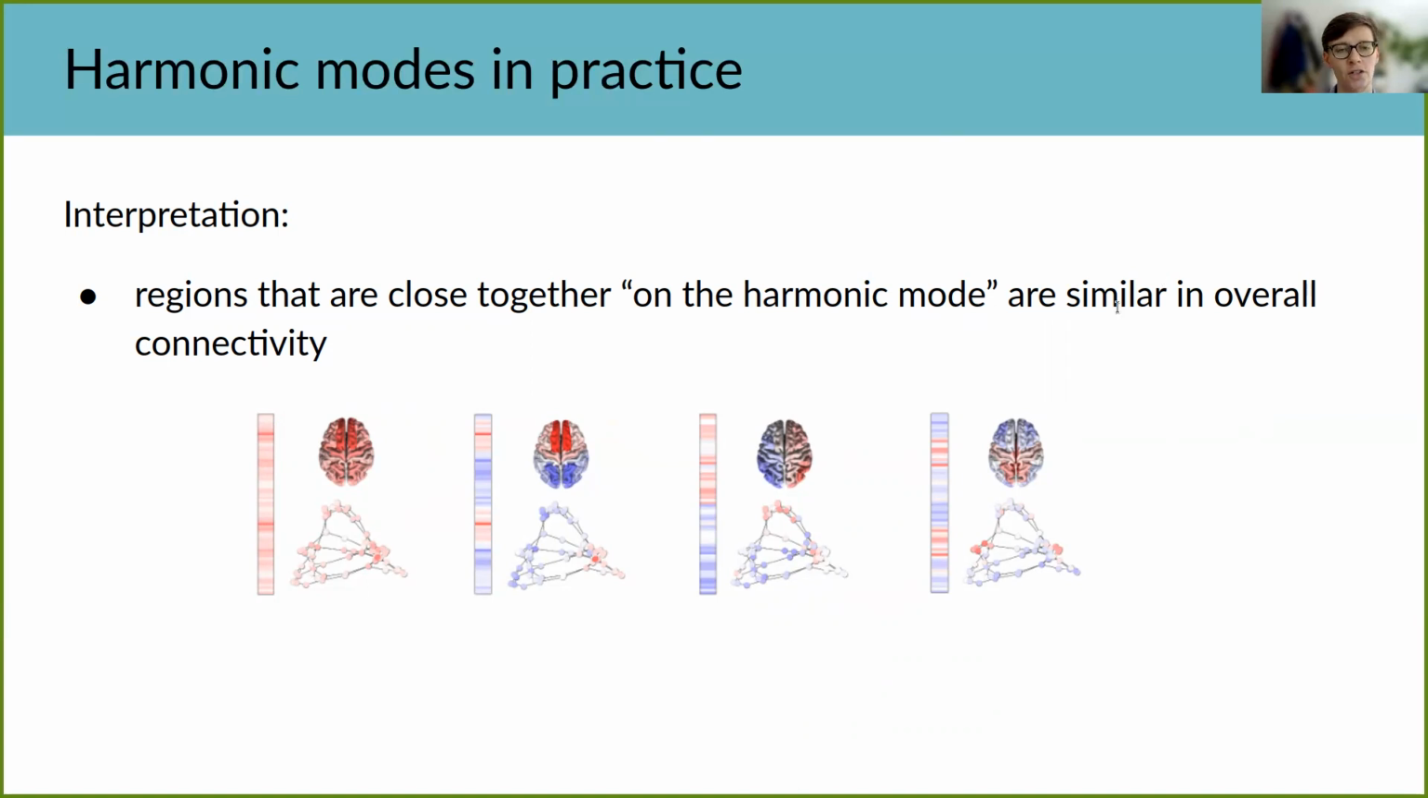So this is how you read these colors. It's not directly like network membership. The more similar the colors, the more similar the connectivity pattern of the brain regions that you are comparing.